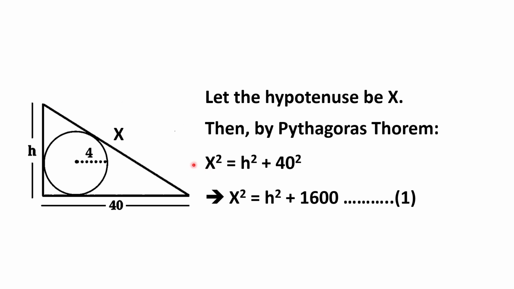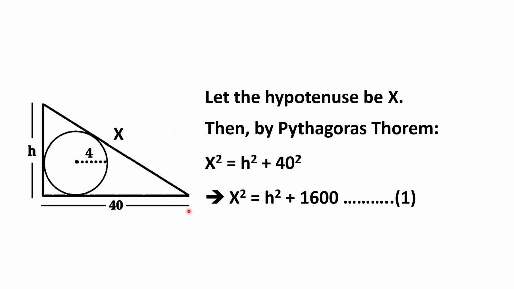Now let the hypotenuse be x. The base is 40, the altitude or height is h, and let the hypotenuse be x. So by Pythagoras rule, x square will be equal to h square plus 40 square. Hypotenuse square equals altitude square plus base square. So x square equals h square plus 1600. Basic Pythagorean rule.